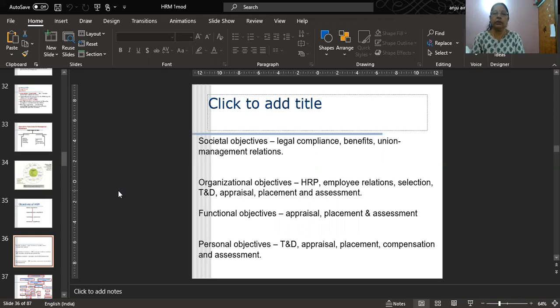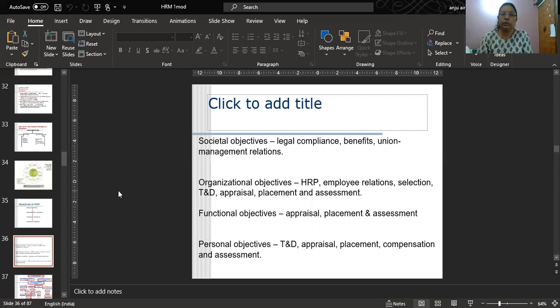So social objectives is that the company wants the employee should be treated well by management. They should get fair treatment. The management employee relations should be very good. They should get fair compensation. They should get fair benefits. The company should follow all the legal laws regarding labor in the country. Each organization should follow the legal labor laws. So this is all the social objectives or the social expectations from each organization.